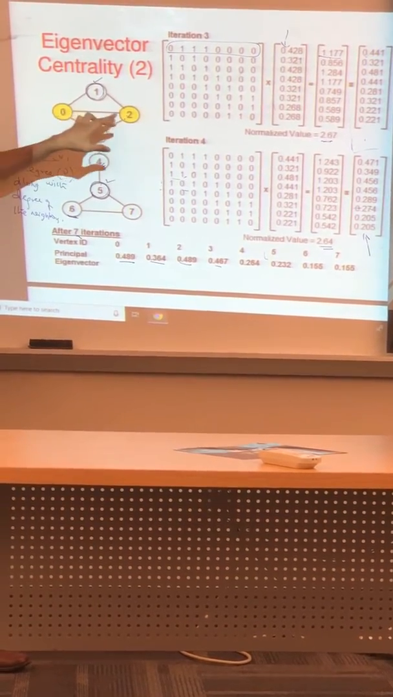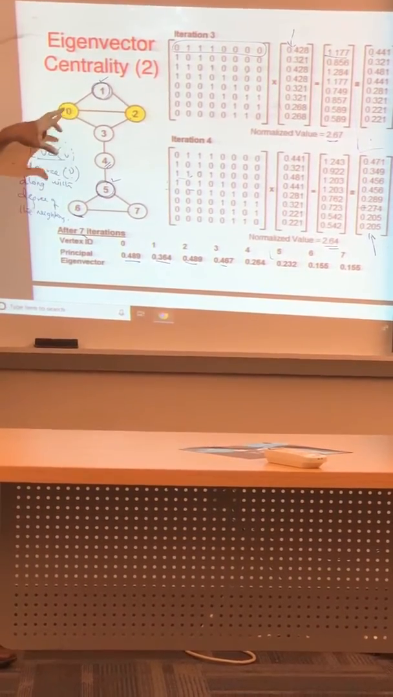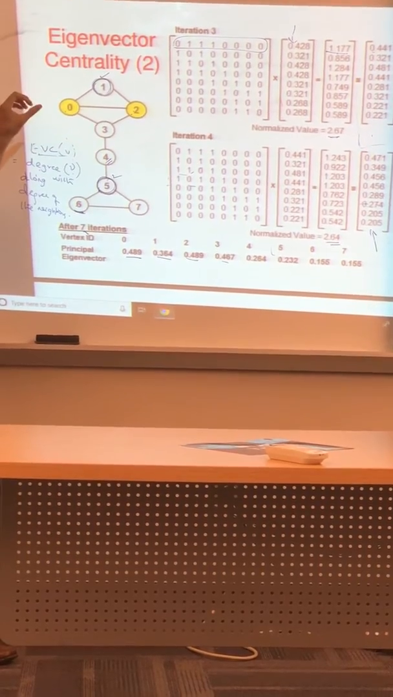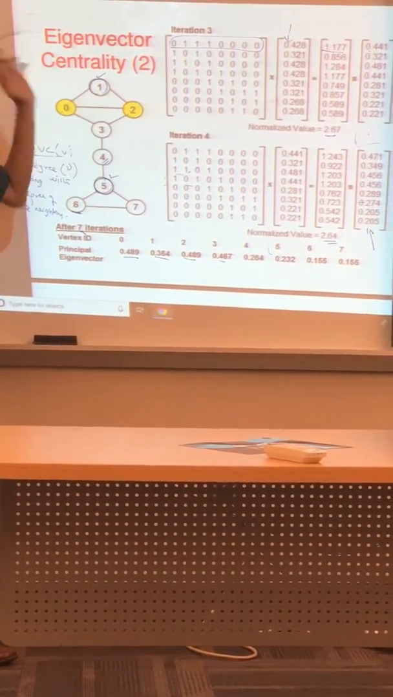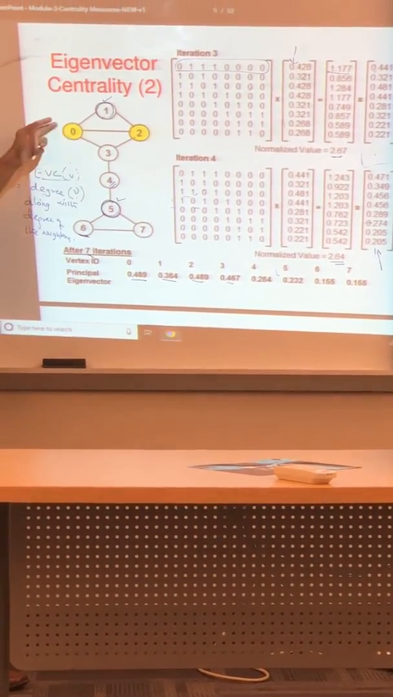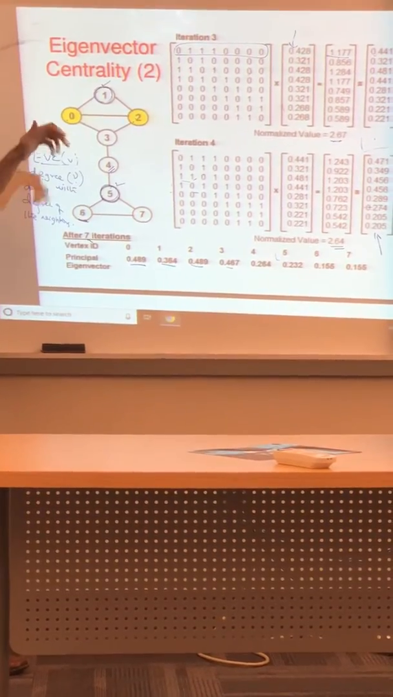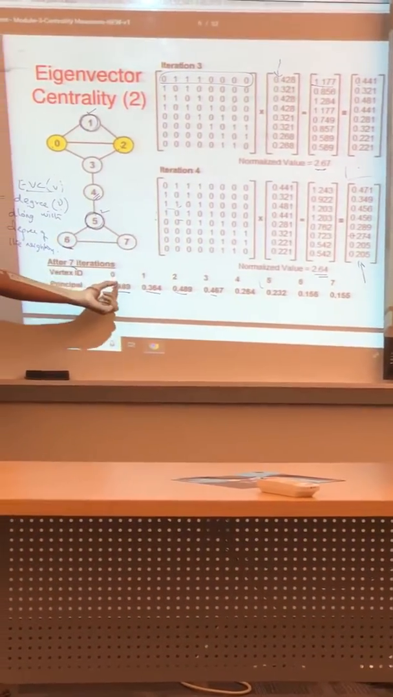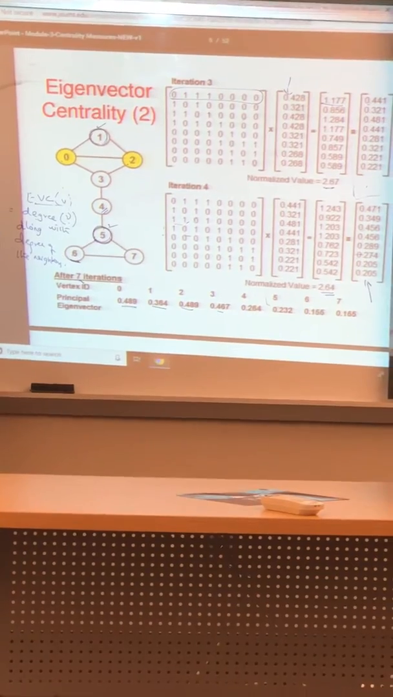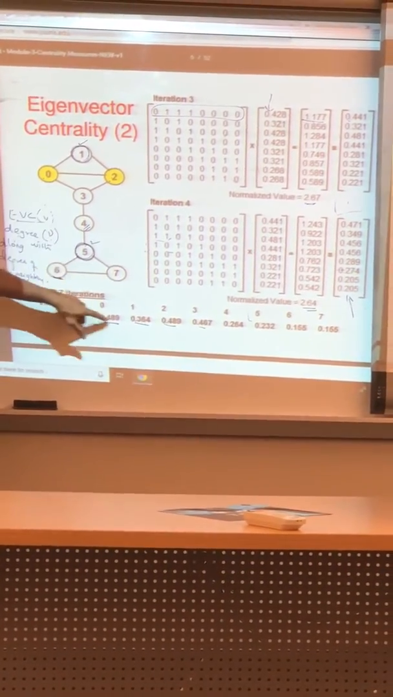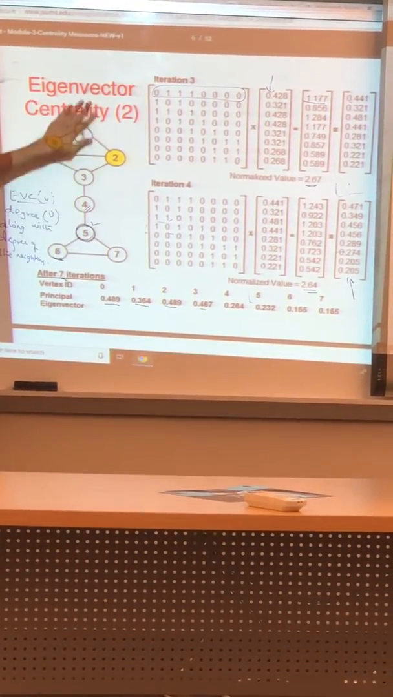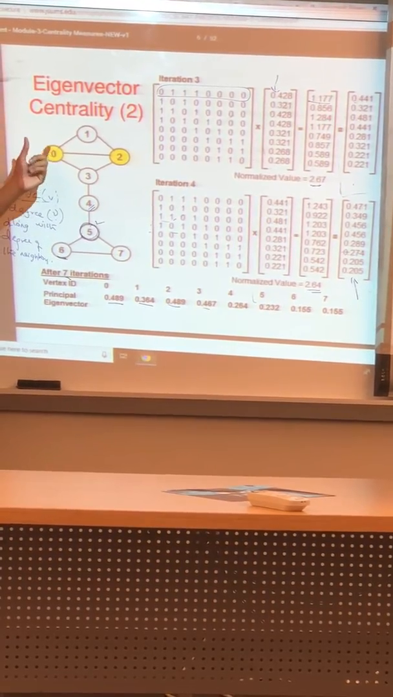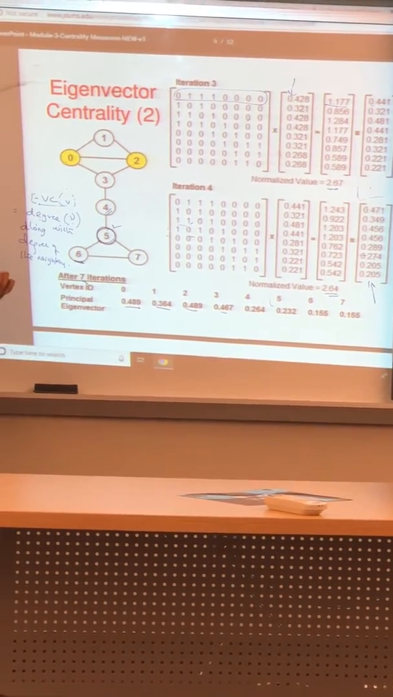Here, unlike degree centrality, there is less chance of ties. Unless the vertices are very similar to each other, like 0 and 2, which have the same neighbors, that's why their eigenvector centralities are the same. Whereas you can otherwise differentiate vertices even with a fraction of a decimal. Like 0 and 2, as I said before, it is very difficult to differentiate them because they have the same neighbors 1 and 3.